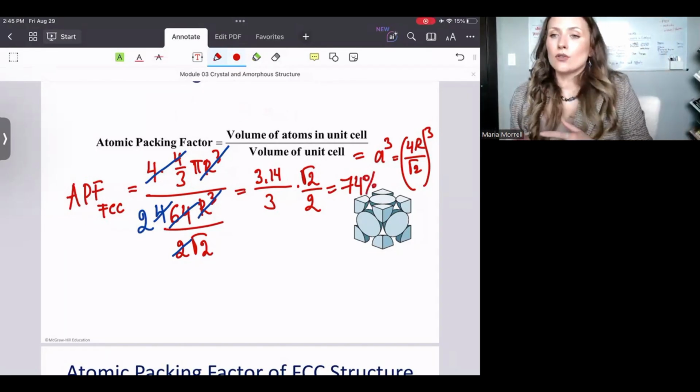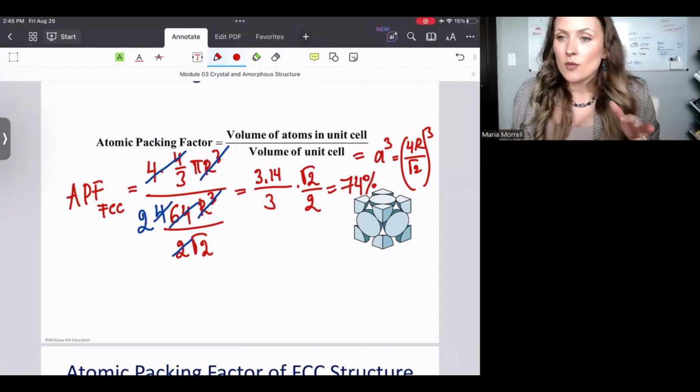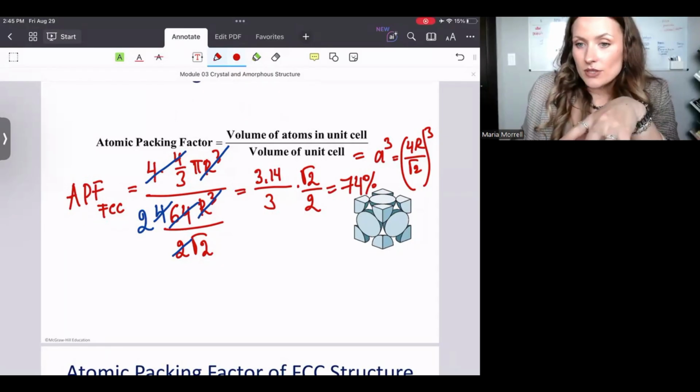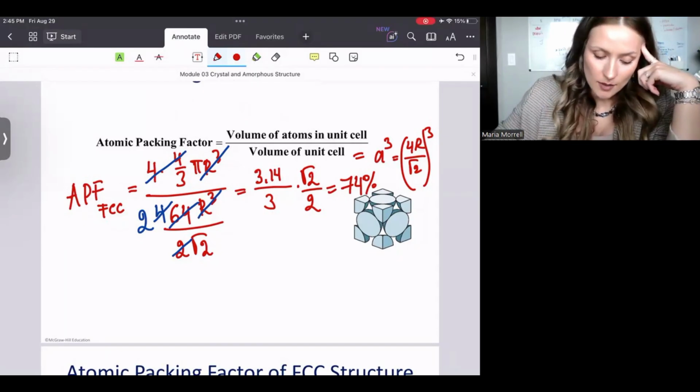74%. And if you do remember that earlier, we found that for the BCC, the atomic packing factor was 68%, meaning that 74% is occupied by the atoms, right? Those 4 atoms. And then the rest, 26%, is the empty space.